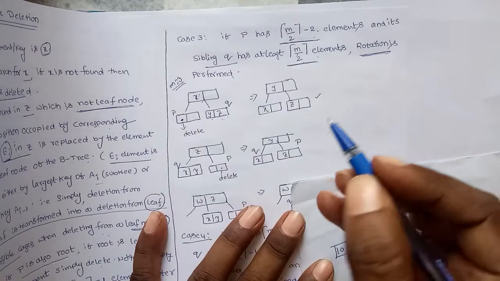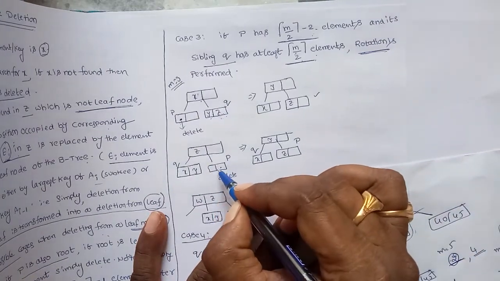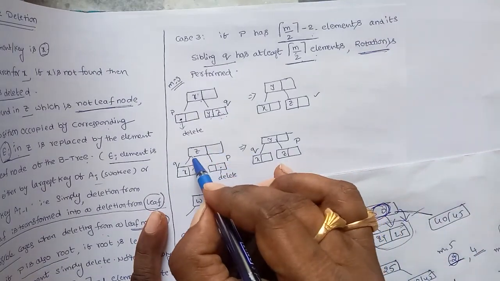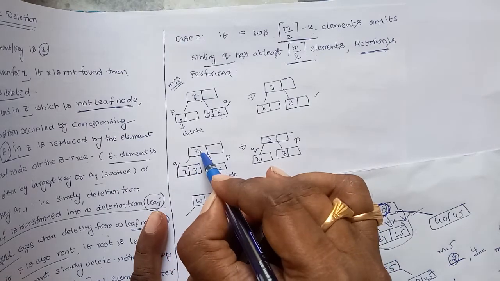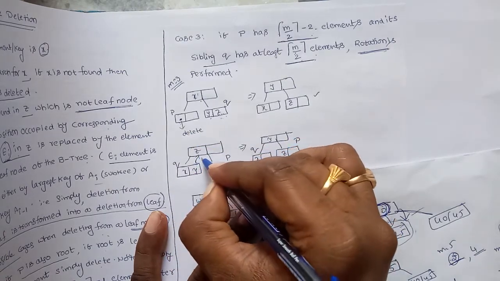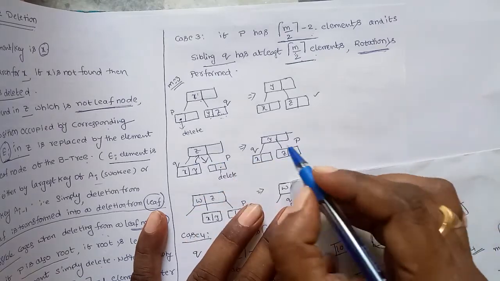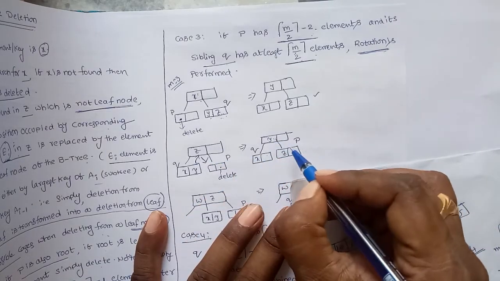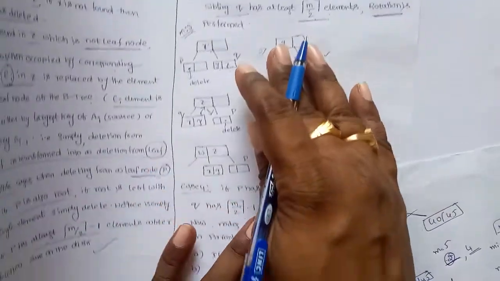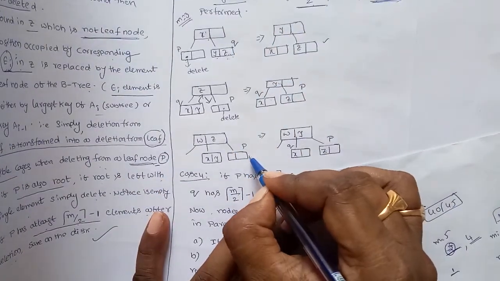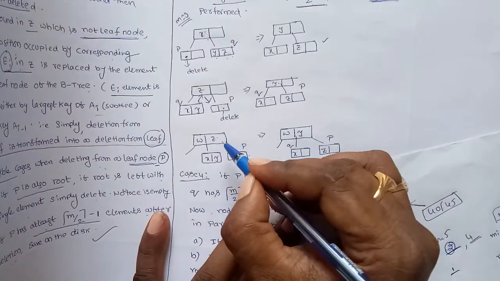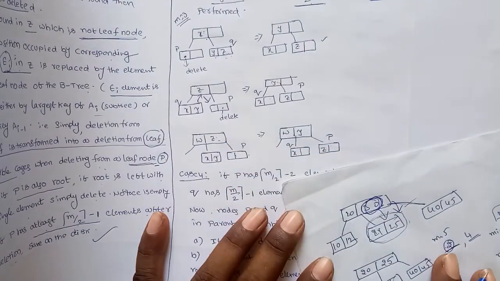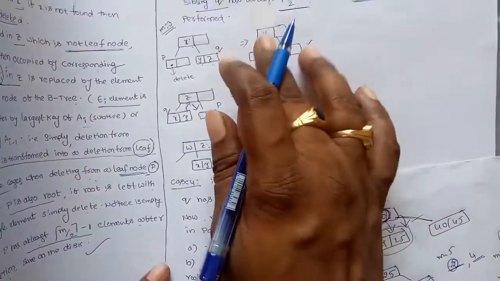This is if P is the left child. Suppose P is the middle child, the same procedure. According to the binary search tree property, Y is moved to the parent and Z comes to the right side. For example, if P is the right one, Y is moved to the parent and Z comes to this side. The same procedure. Okay.